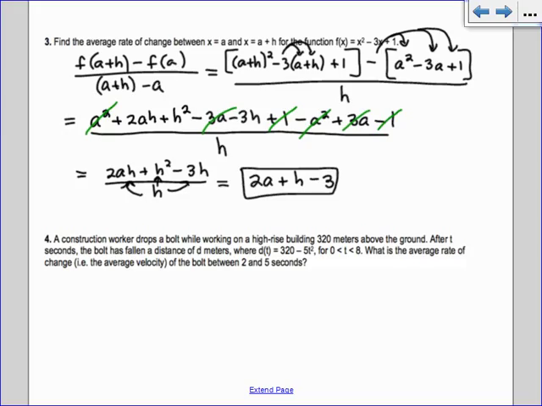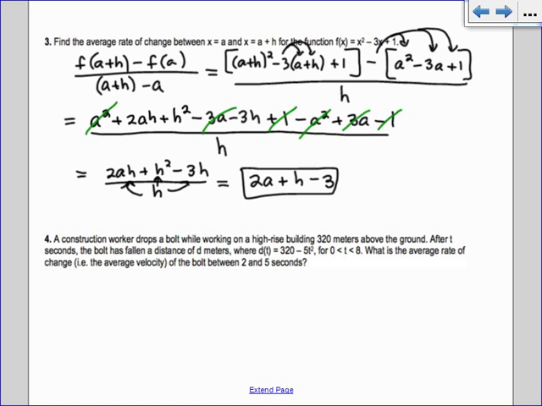Good. So number 4 says a construction worker drops a bolt while working on a high-rise building 320 meters above the ground. After t seconds, the bolt has fallen a distance of d meters, where d is 320 minus 5t squared. It hurts me to see 5t squared. It should be negative 4.9t squared. It should include the gravity constant, but it does not. The gravity constant is 9.8 meters per second squared. You guys know that. So half of that, whatever. Anyway, so it's a little bit off.